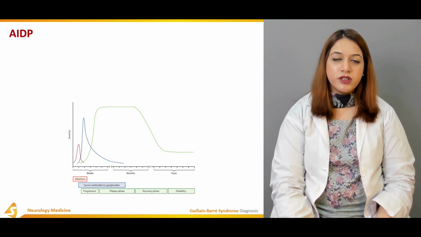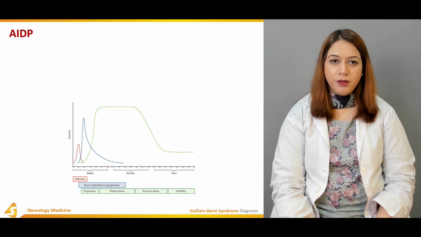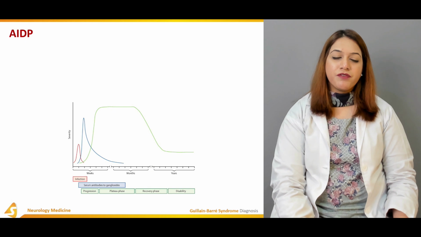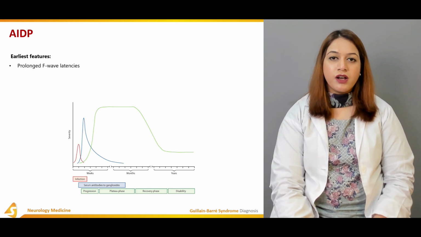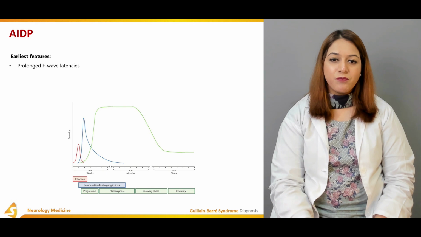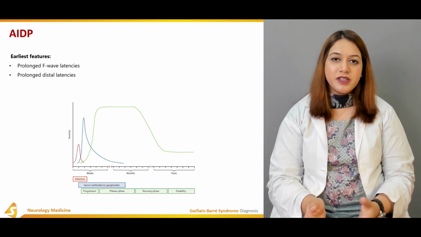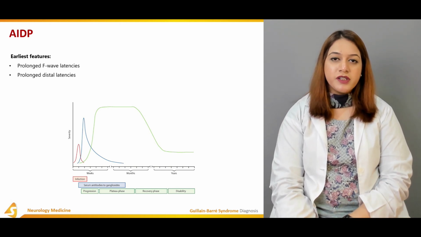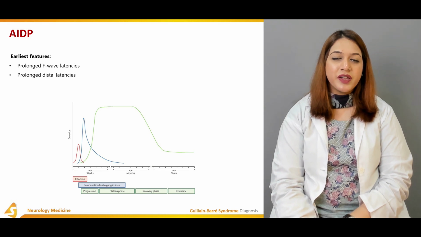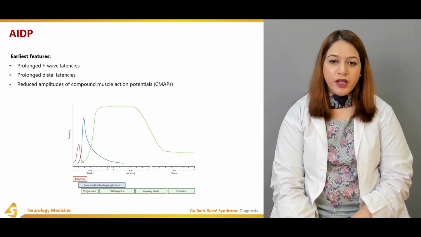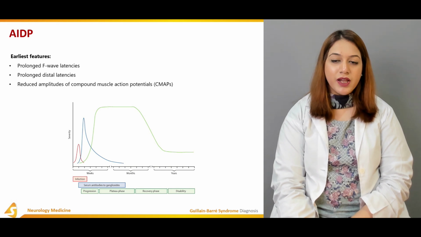In case of acute inflammatory demyelinating polyneuropathy, what are the electrophysiologic findings? The earliest features are prolonged F-wave latencies. Now, what are the latencies? Basically, it is the stimulus that is damaging the nerve until the response. So, the F-wave latencies are prolonged. The distal latencies are also prolonged, and the distal latencies are basically that stimulus which is affecting the distal side of the nerve. And there are reduced amplitudes of compound muscle action potentials.